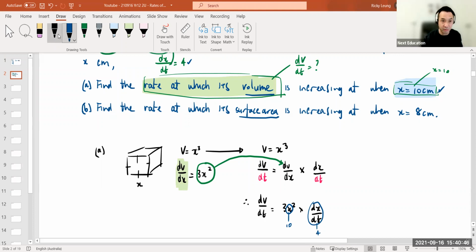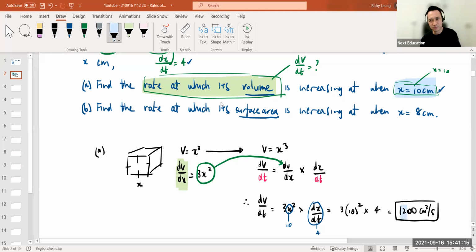Then I just sub it in and get 3 times 10 squared times 4. Pretty easy. That's 12 times 100, which is 1200. Now, what's my unit? This is a change in volume, and it's a rate, so it's something per second. We're talking centimeters and volume, so it's centimeters cubed per second. And that's my answer.